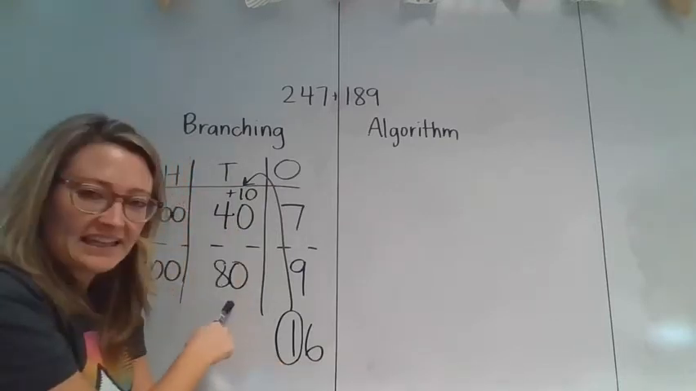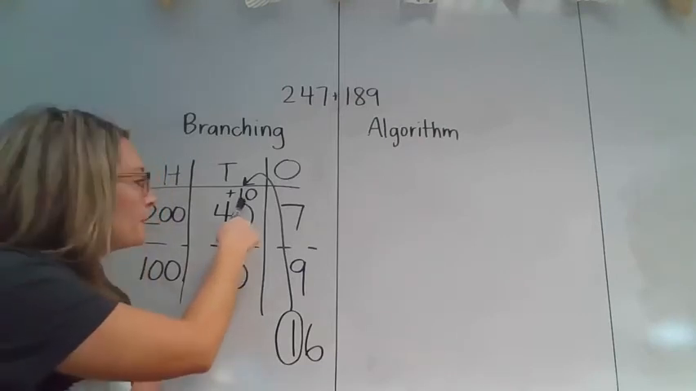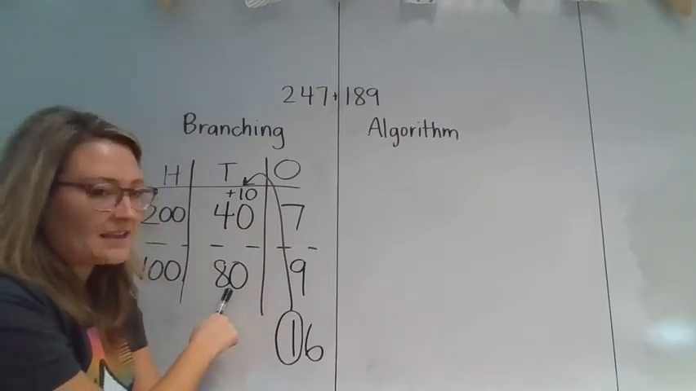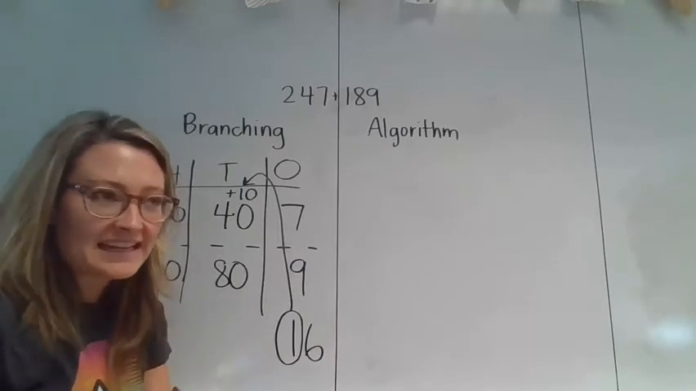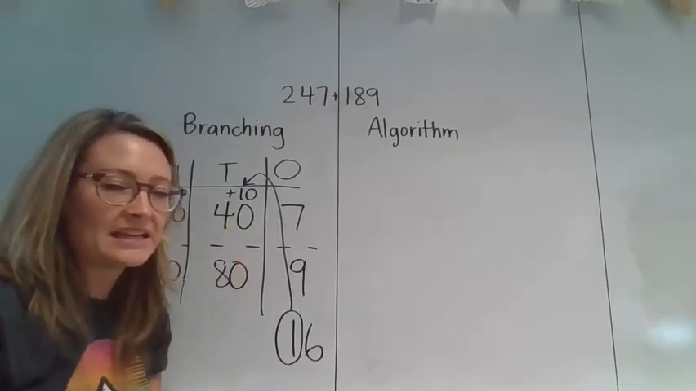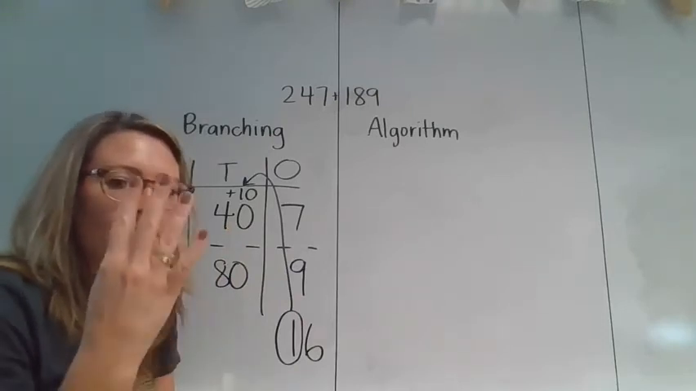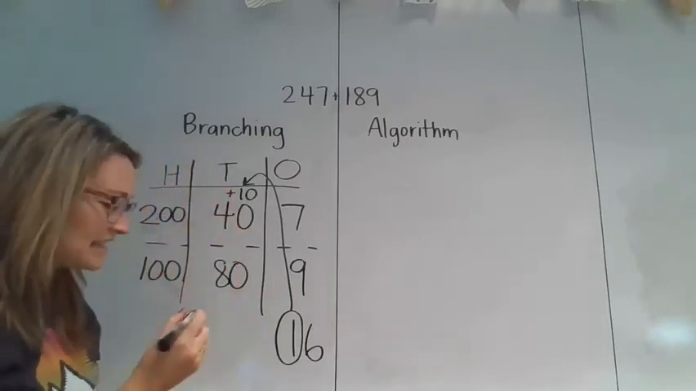So now let's add together my tens. I have 80 plus 40 plus 10. So I'm going to start by combining my 80 and my 10. 80 plus 10 is 90. And now I need to count up 4 more 10s. So 90, 100, 110, 120, 130. That was 4 10s.